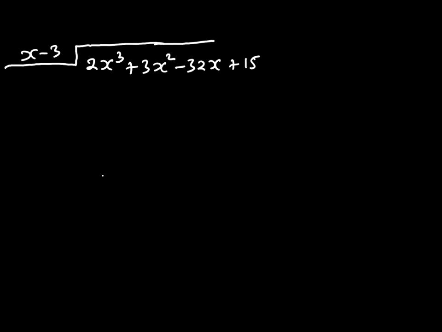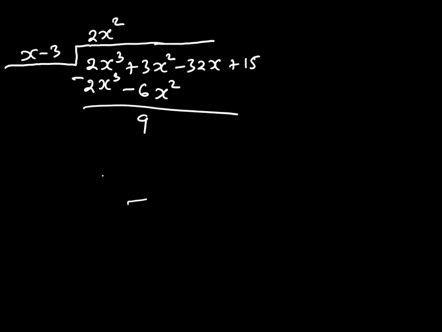Since we have done long division in the first example, here we are going to be super fast. So 2x cubed divided by x gives 2x squared. So this is 2x cubed minus 6x squared. Let's subtract it. We get, this is a positive 6, so it is 9x squared minus 32x plus 15. It is a good idea to add the zeros to these other parts so you can make your subtraction very simple.